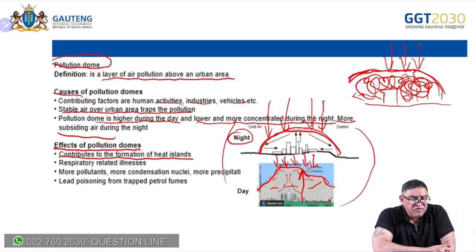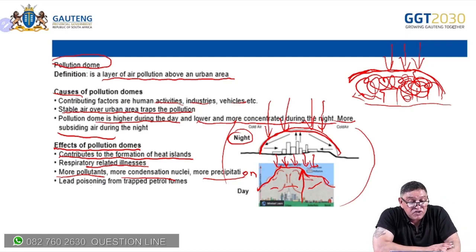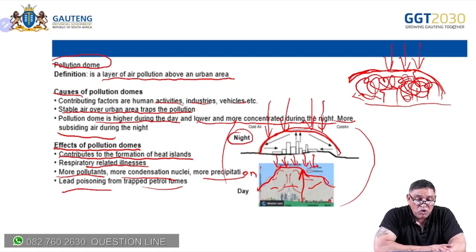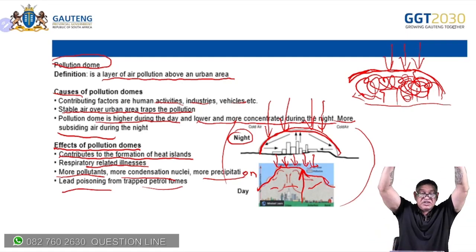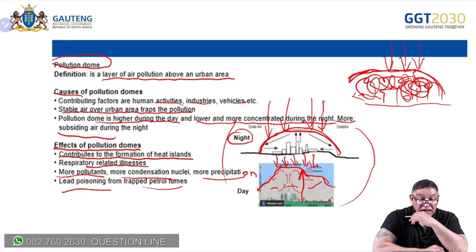Obviously, if you get rainfall, etc., with all the pollution, you'll have respiratory problems, more pollutants, more condensation nuclei, more precipitation. All right? And you get fumes that are trapped, but are given off by cars, lead poisoning, petrol fumes. And when it rains, it comes down as acid rain, which can damage the health of the people.